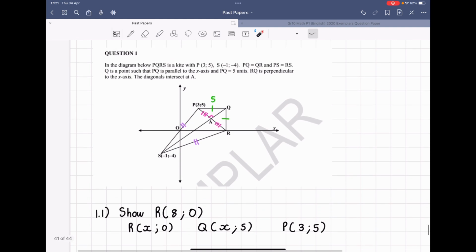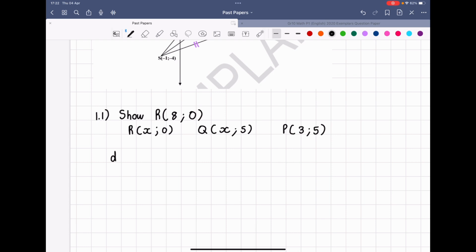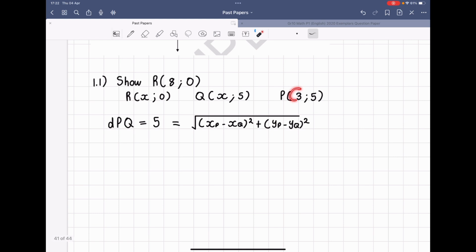And in the question, I was also told that PQ is 5 units. So I know that the distance of PQ is equal to 5. And if I write out that whole formula, I know that this is going to be the x value of P minus the x value of Q all squared plus the y value of P minus the y value of Q all squared. So I know the ones for P. I know that this is x of P, and I know that this is y of P, and I know that this is y of Q, and the only thing that's going to be left is this x of Q.